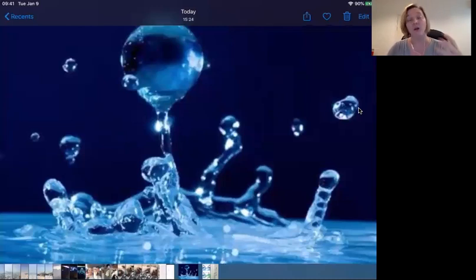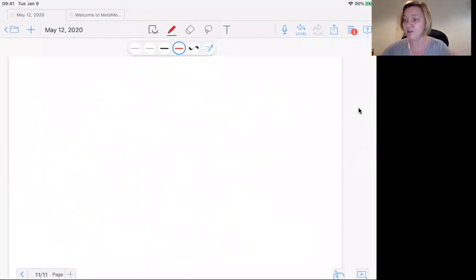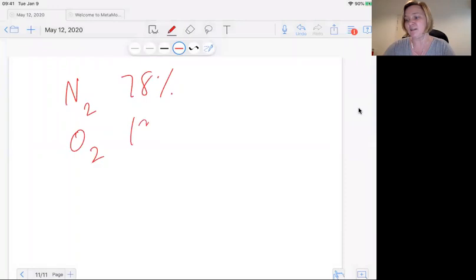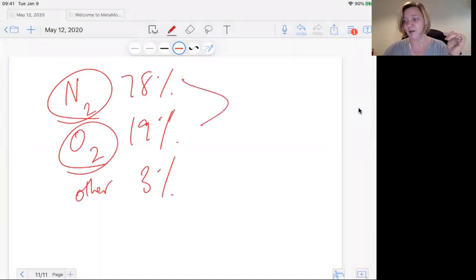Water molecules are all polar. Air is made mostly of nitrogen, about 78% nitrogen, oxygen is about 19%, and the other 3%, my mental math not so good, is other. So nitrogen, 100% nonpolar, oxygen gas, 100% nonpolar. So you're talking about 97% of the air being nonpolar.